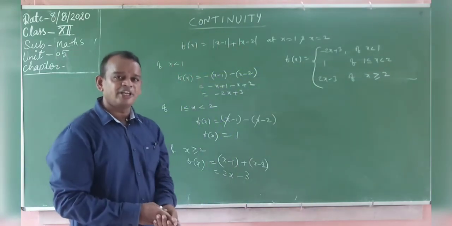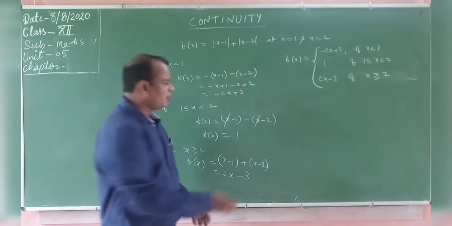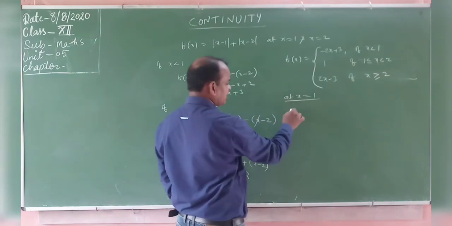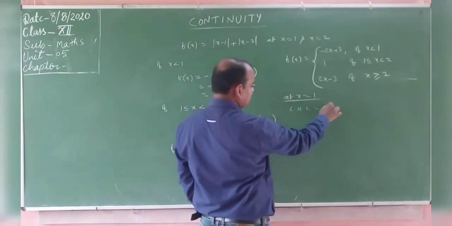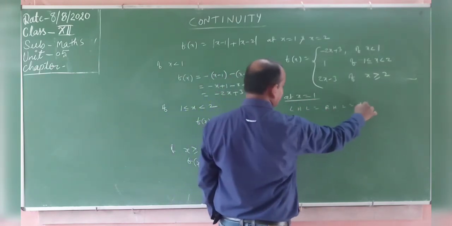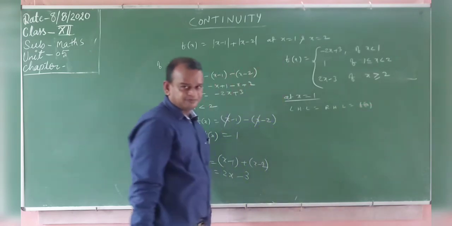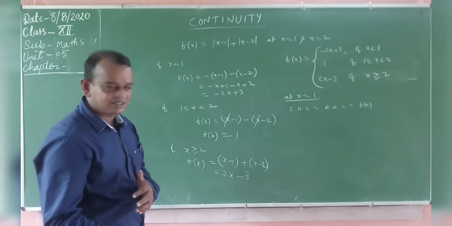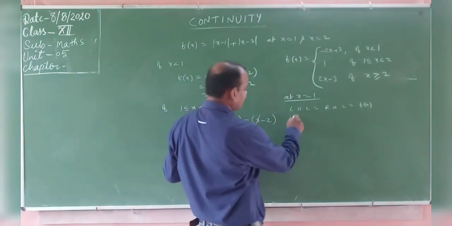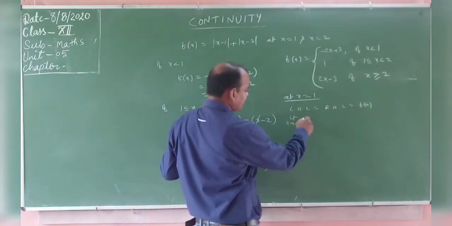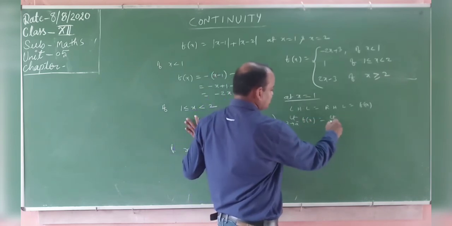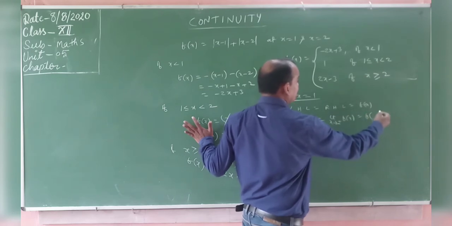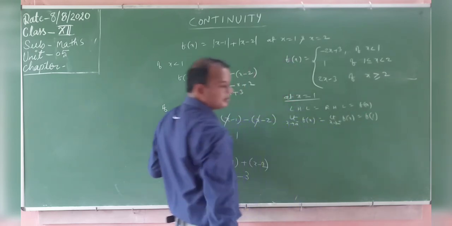Now check the continuity at x is equal to 1 and x is equal to 2. Directly I write at x is equal to 1: LHL is equal to RHL is equal to function value. Say yes or no. Equal or not? Observe that. LHL means limit x tends to a minus f of x, RHL means limit x tends to a plus f of x, and the function value f of a. These all are equal. At x is equal to 1, that means f of 1.